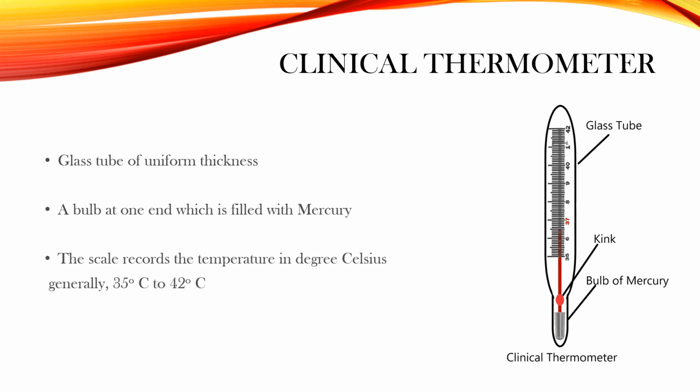Usually the scale ranges from 35 degrees Celsius to 42 degrees Celsius. So you will have a question, why this particular range? This is because the average human body temperature is around 37 degrees Celsius. And if the temperature reading is above 37.8 degrees Celsius, then you have to consult a doctor. You can also see a constriction or kink that prevents the mercury level from falling down on its own.